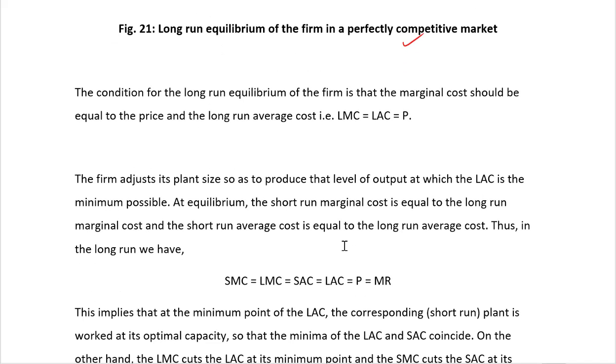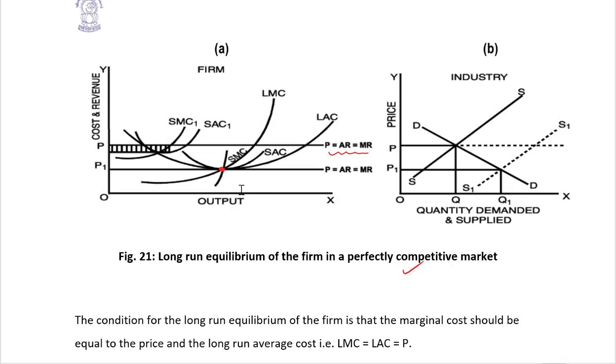The firm adjusts its plant size so as to produce the level of output at which LAC is the minimum possible. At equilibrium level, we can say that the short run marginal cost curve is equal to the long run marginal cost curve, and the short run average cost curve is equal to the long run average cost curve. Thus, in the long run, we have SMC, short run marginal cost, equals LMC, long run marginal cost, equals SAC, short run average cost, equals LAC, long run average cost, equals price equals marginal revenue, over here at this point of time.